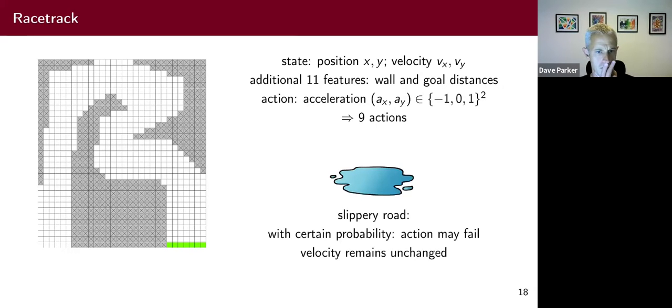Additionally, we assume a slippery road. That means with a certain probability, the action, which is the acceleration, may fail and then the velocity remains unchanged.